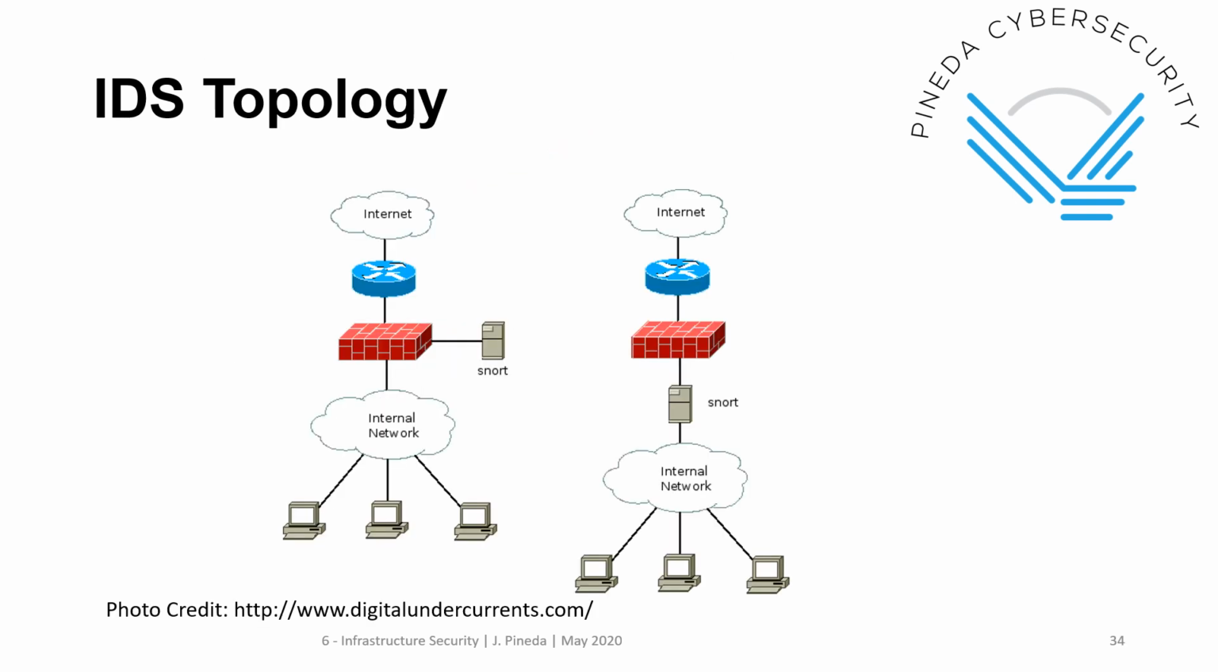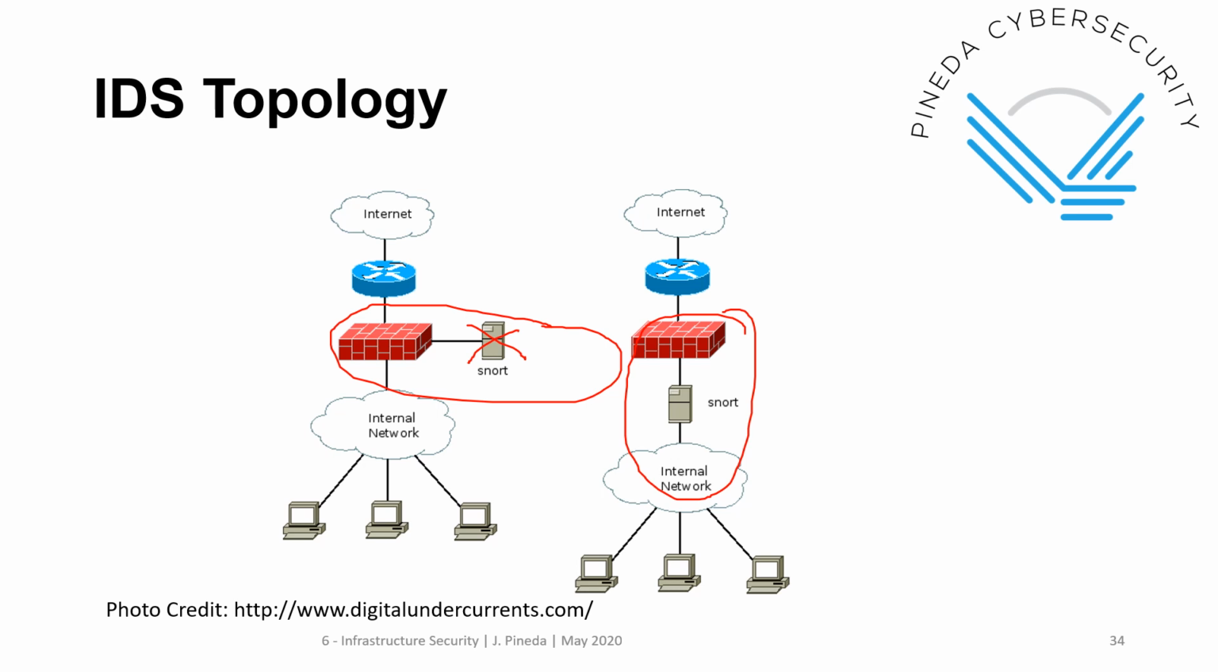So the usual setup, okay, can be like this. This is the first setup. This is the second setup. The first one is where Snort is connected to the firewall as a regular interface. So in this implementation, if Snort dies, the traffic can still pass through.